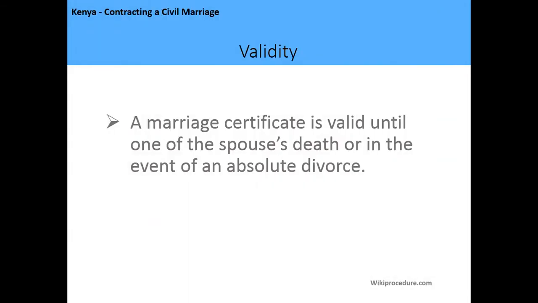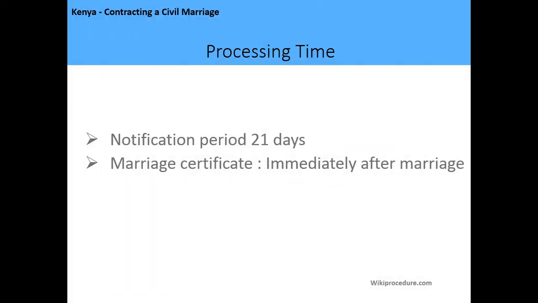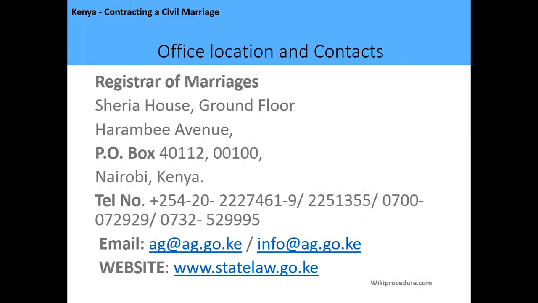So the validity period of the marriage certificate is that it's valid until one of the spouses is dead, or in the event of an absolute divorce. The processing times are as follows. First, you have the 21-day notice period, and the marriage certificate is issued immediately after the marriage ceremony.